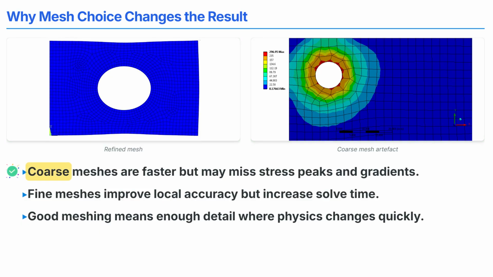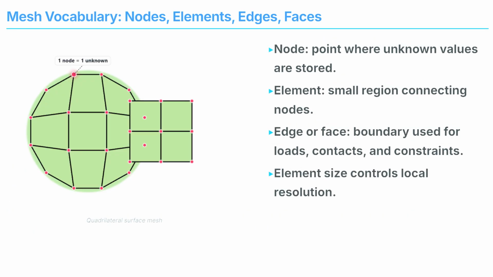Coarse meshes are faster but may miss stress peaks and gradients. Finer meshes improve local accuracy but increase the solver time. Good meshing means enough detail where physics changes quickly. The goal is to use the right mesh density in the right location. For example, areas near holes, fillets, contacts, and load application points usually need more refinement than flat, low stress regions.